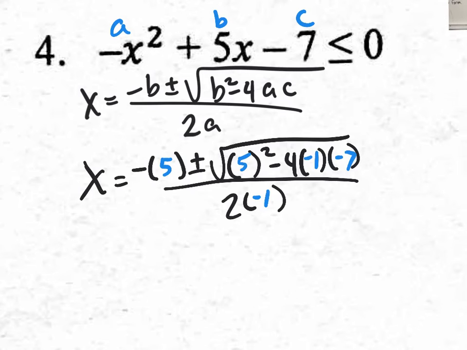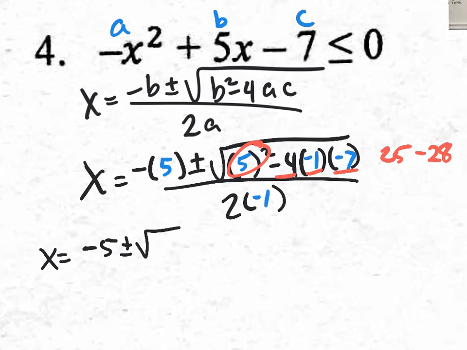Now you always begin with your discriminant. So you go 5 squared, that's 25. Negative 4 times negative 1, that's positive 4, times negative 7, that takes you back to a negative 28. So you have 25 take away 28. So your answer so far is negative 5 plus or minus the square root of negative 3 over negative 2. Now what happens when you do the square root of a negative?